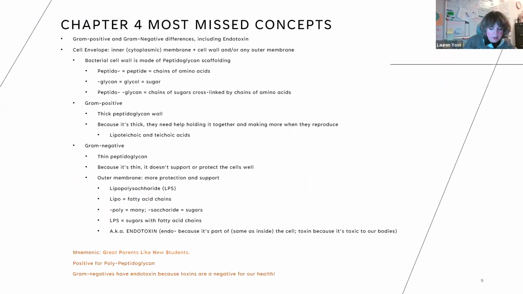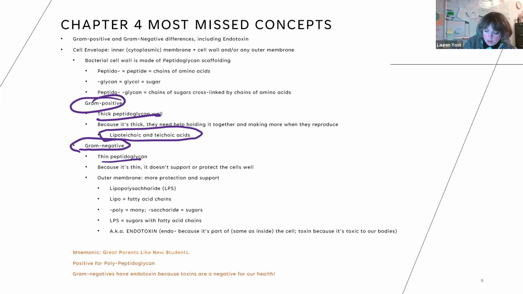Our next topic is from chapter 4. This deals with gram-positive and gram-negative differences, reminding us that on our gram-positives, we have a thick wall that needs help from lipoteichoic and teichoic acids. Our gram-negatives have a thin wall that has an outer membrane for a little extra protection and support, and that outer membrane has lipopolysaccharides, lipo being fatty acids, polysaccharides, many sugars. We abbreviate as LPS, and that is also known as endotoxin. It's endo because it's in the cell, it's part of the cell, and it's toxin because it causes damage to our bodies.